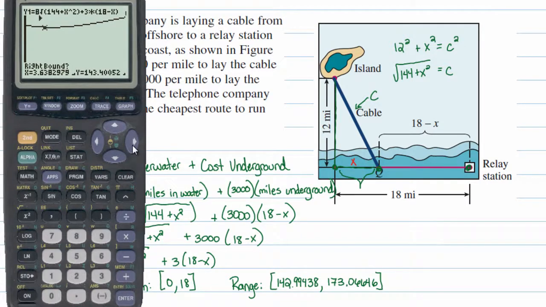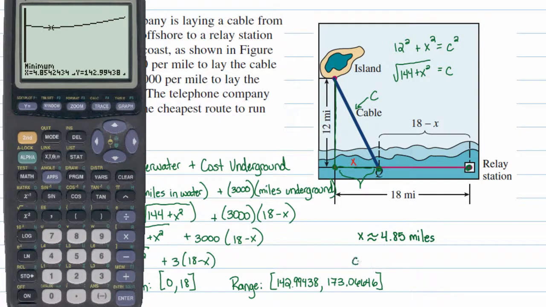That's my left bound, right? I'm just repeating what I just did. Because I didn't save it, I need to redo this. Right bound and take a guess. That's fine. I'm just going to hit enter. So the best value for x is x roughly equals 4.85 miles.